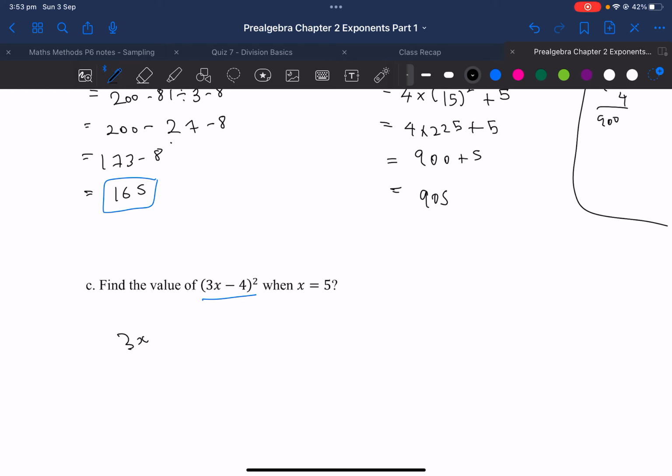With algebra, with letters, 3 2 is not 3 times 2, but 3x means 3 times x. That's just with letters. So 3 times 5, minus 4, and then square that. So what's that going to be? 3 times 5 minus 4 squared. 15 minus 4 is 11.